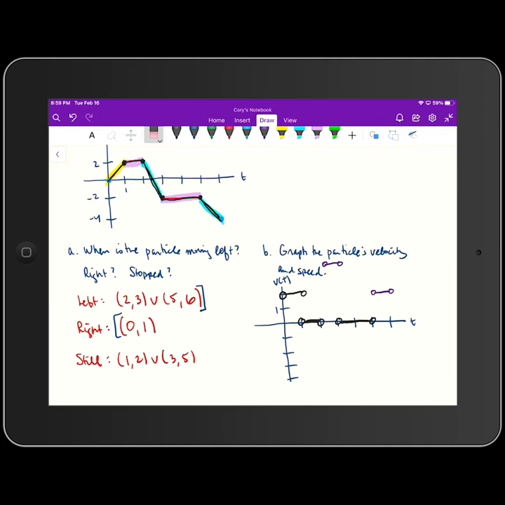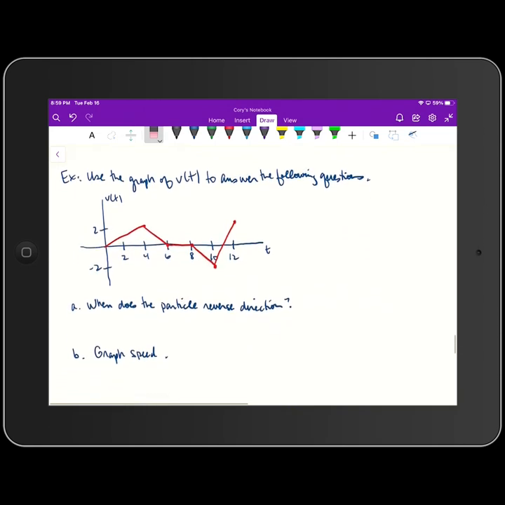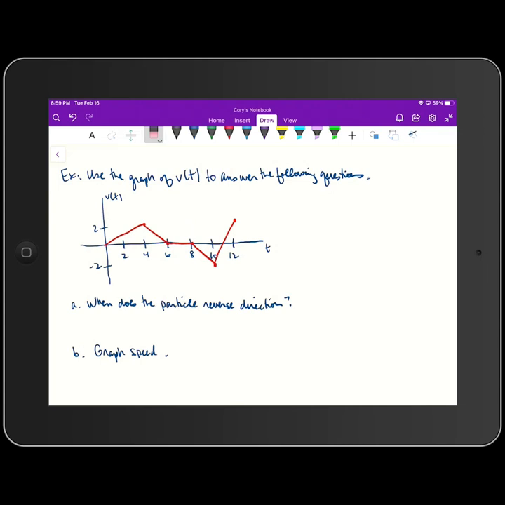Okay, last thing I'm going to have you guys do is I want you to get this example copied. So we're going to go over this example after the quiz that we take on Thursday and Friday. Okay, so the directions here say to use the graph of v of t. So this is different here. In the previous example, we were given a position graph. This time we are given the graph of velocity. Okay, so we're going to use the graph of v of t to answer the following questions. Make sure you sketch that graph accurately.